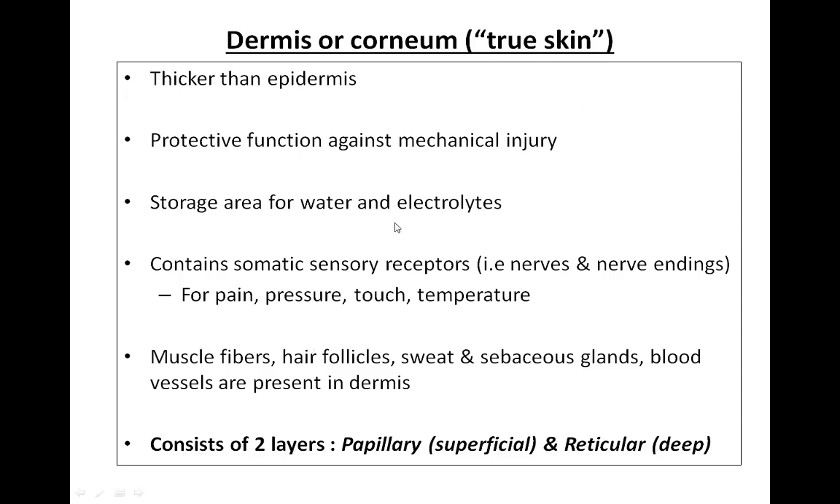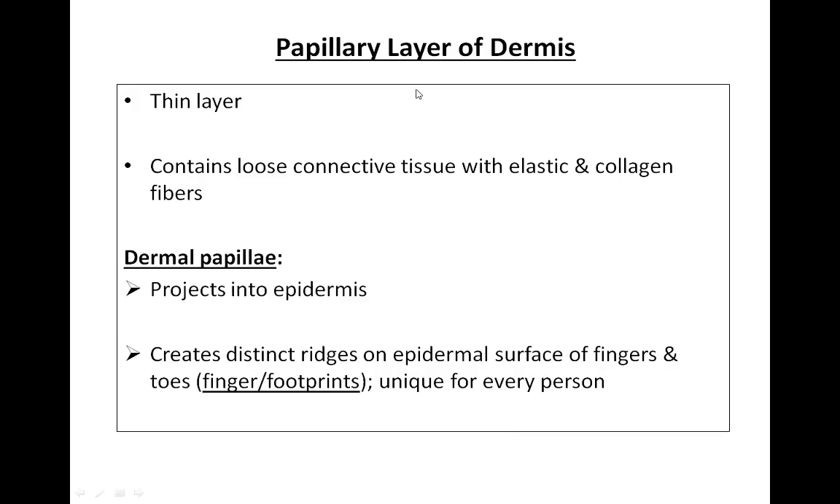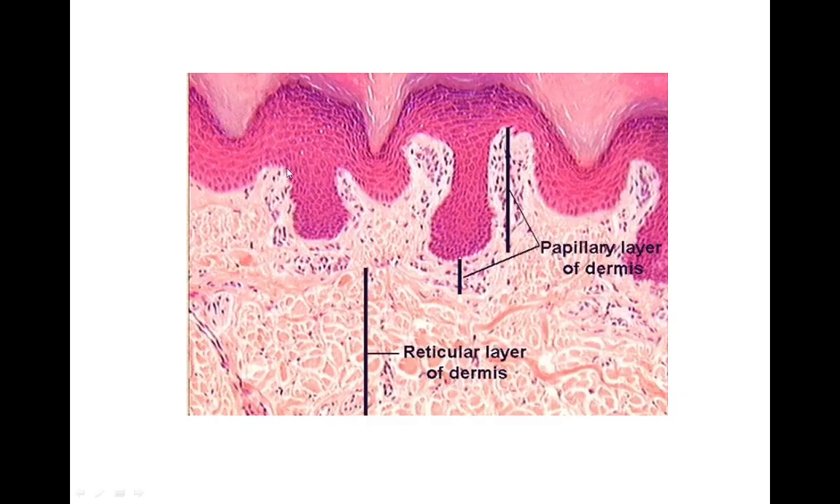The dermis again has two layers: the papillary layer and the reticular layer. The papillary layer is the superficial part of the dermis, and the deep part is called reticular. The papillary layer is thinner than the reticular layer. The reticular layer is thicker, while the papillary layer is thin. See here, this dotted structure is the papillary layer.